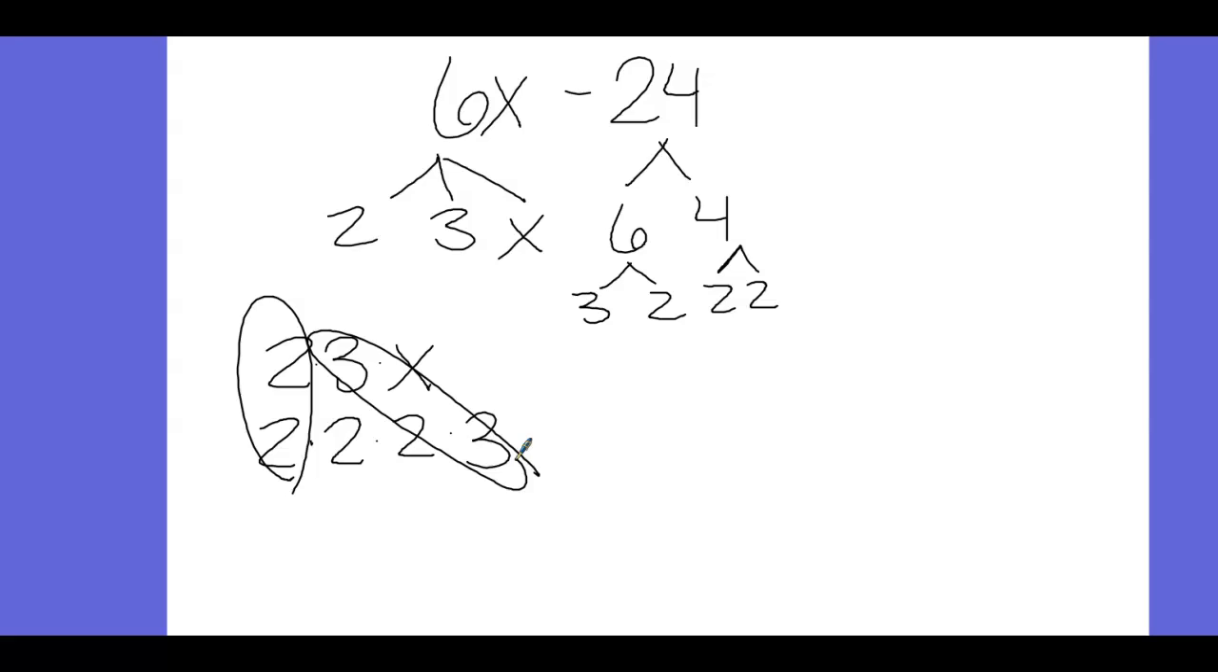Since I have them in common, I pull both of them out. What would you get when you pull both of them out? 2 times 3, which is 6. So that's what I pulled out. What are you left with up top? X, and then 2 times 2, which is 4. What operation goes in between? Minus, because I had a minus up here.